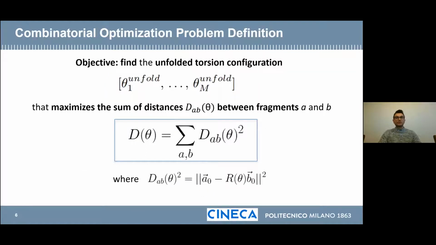So let's talk about the combinatorial optimization problem. Mathematically, finding the unfolded configuration means maximizing the internal distances as a function of the theta angles of the rotatable bonds. Here, d_AB(theta) denotes the distance between fragment A and fragment B, while capital Theta is the sum of the squared fragment distances. The distance will depend on the set of torsions assigned to the shortest path between two fragments.